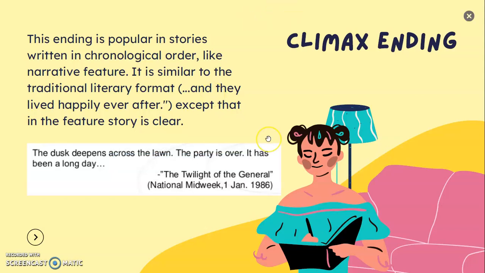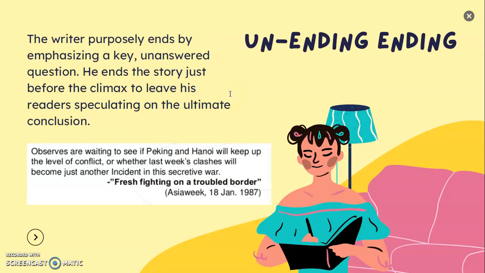Okay? So, I hope you got that one. It's the climax ending. Again, this is only applicable if you are writing it in a chronological order. Mura kang nagkuan og history. So, next is the thing we called unending ending. So, the writer purposely ends by emphasizing a key unanswered question. O, unending man siya, so unanswered question. Okay? So, he ends the story just before the climax to leave his reader speculating on the ultimate conclusion.